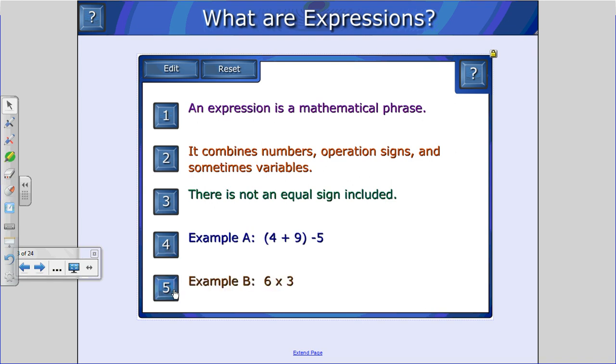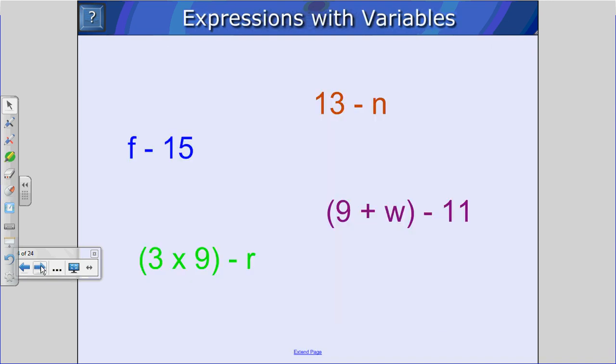Here are some other examples. Notice there's no equal sign involved, but they do have numbers and operation signs. And these don't have variables, but we'll see some of those in a minute. Here are some with variables. And the variable represents an unknown amount, some kind of a number that we don't know yet.